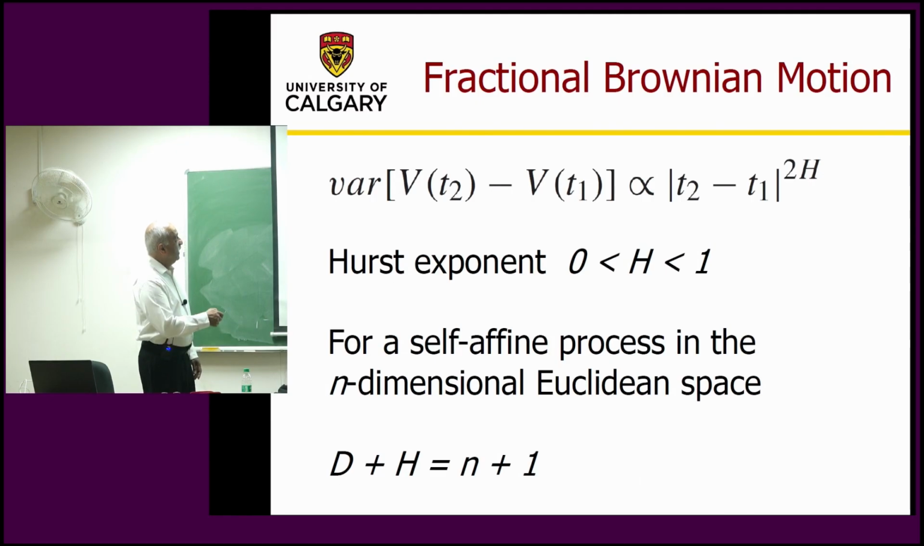So the variance of this difference in the value of the function at t1 and t2 is proportional to the difference in the time or displacement to the power of 2h. Depending on what you are measuring, these t1, t2 could be time, space, v could be some function, some value measured.